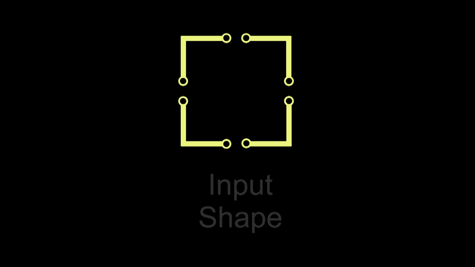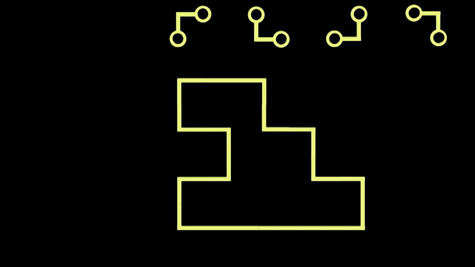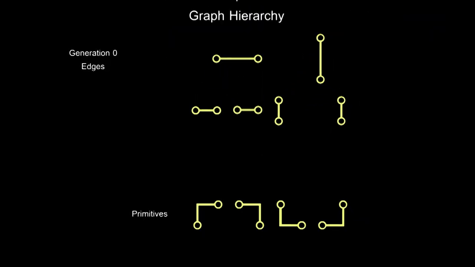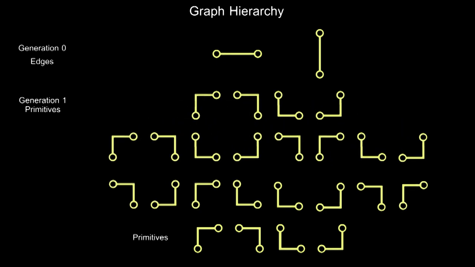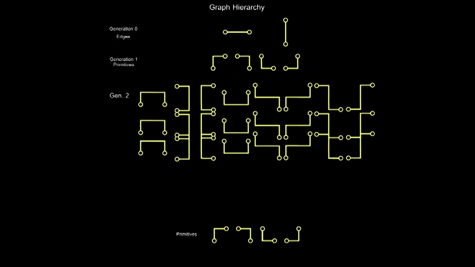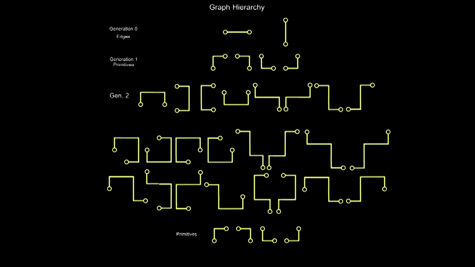After disassembling the input shape into small pieces, the next step is to reassemble the pieces together into new shapes. I'll explain how by gluing these pieces together, you can create every possible locally similar shape, and how to organize the shapes into a graph hierarchy. This by itself is an important contribution to my work.